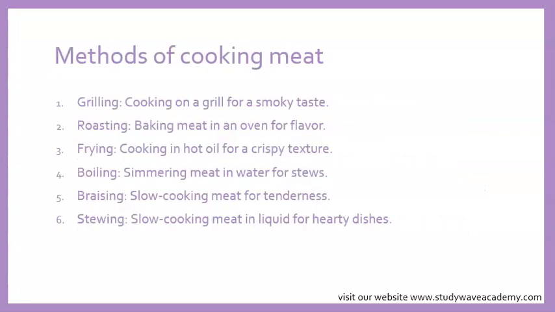Methods of cooking meat. How can you prepare meat? One way in which you can prepare meat is through grilling. Cooking on a grill for a smoky taste. Grilling is cooking over an open flame or hot surface, imparting a smoky flavor, a smoky taste.